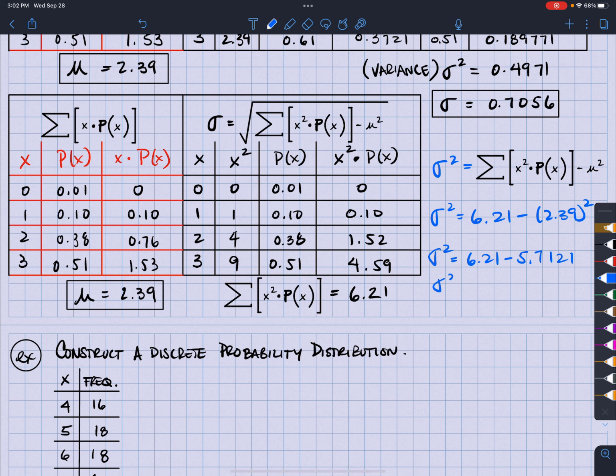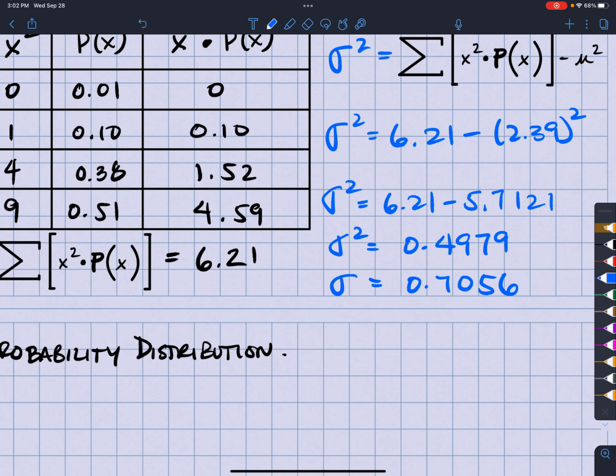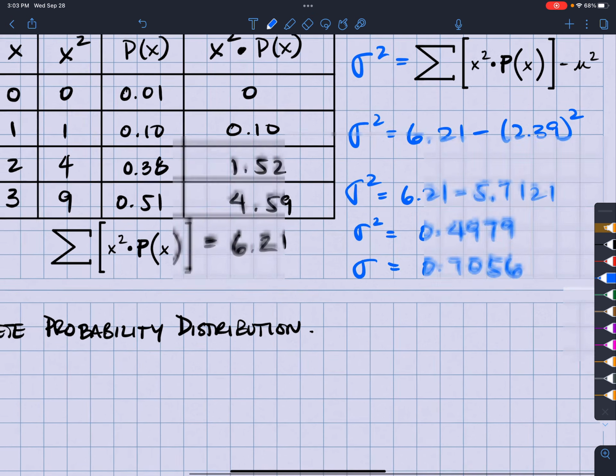So sigma squared is equal to 0.4979. A little different, right? So let me take the square root of that. I get that the standard deviation is 0.7056. So if you notice, yes, the variance was a little different. However, when push comes to shove, the standard deviation was still the same.